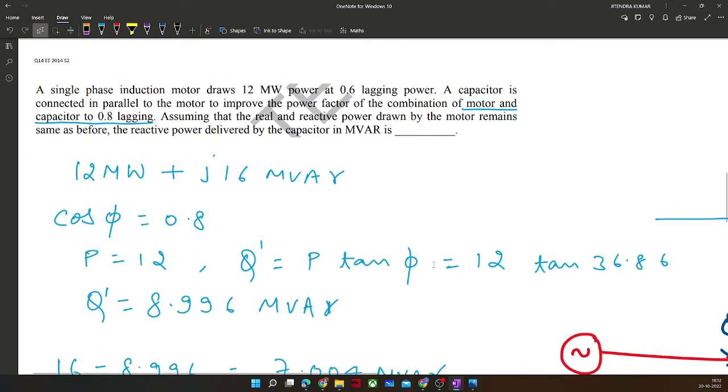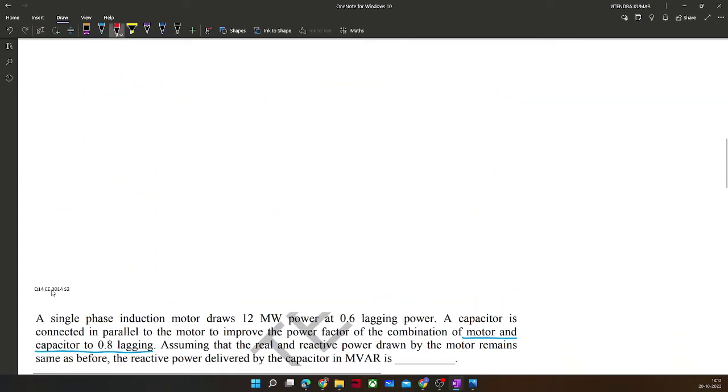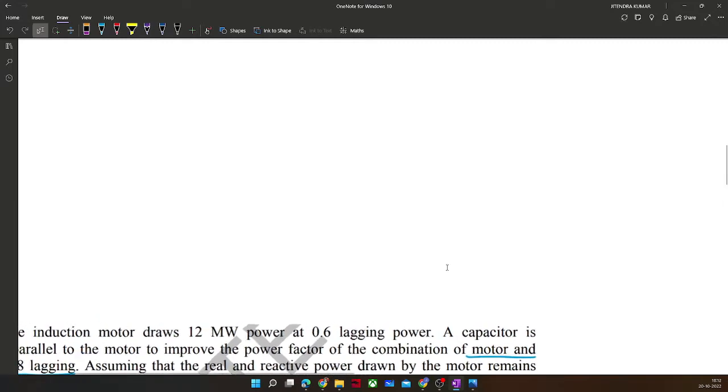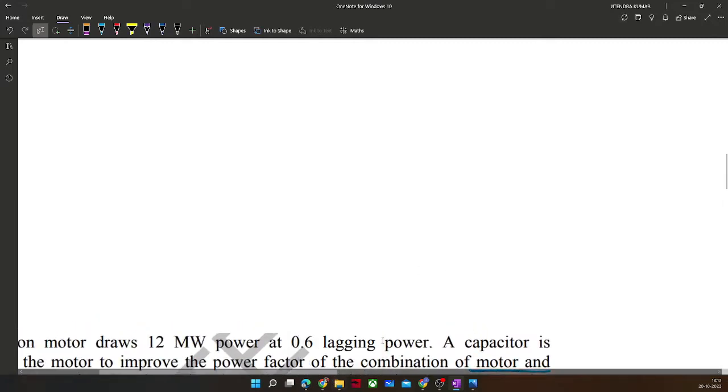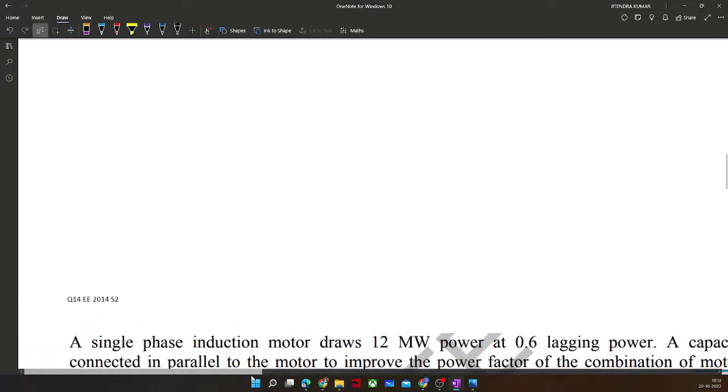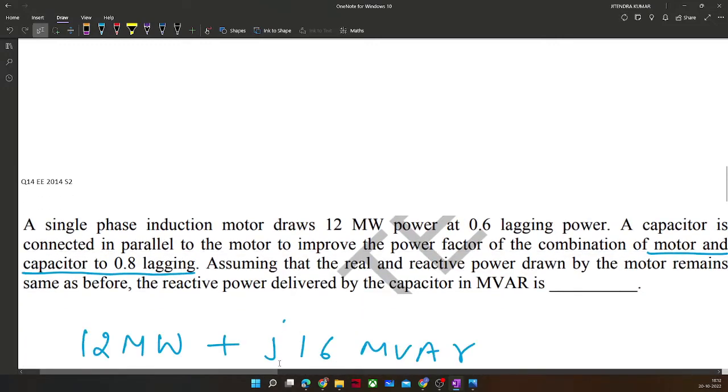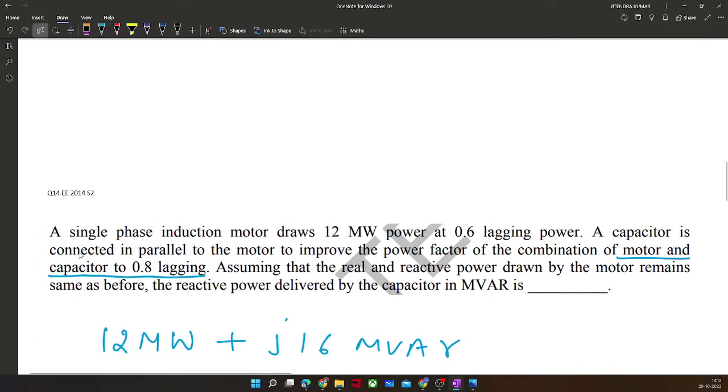Further moving ahead, this problem is based on a single phase induction motor which draws 12 megawatt power at 0.6 lagging power factor. Okay. And a capacitor is connected in parallel to improve the power factor of the total system. That system consists of the motor and capacitor. Okay. To improve the power factor, we added a capacitor along with the motor. We all know that a capacitor is used to improve the power factor along with the load.